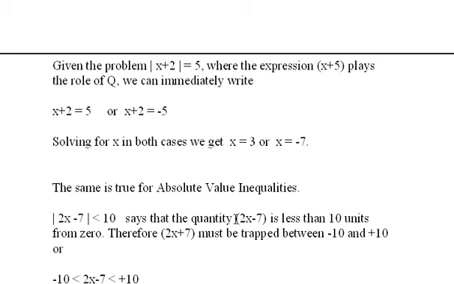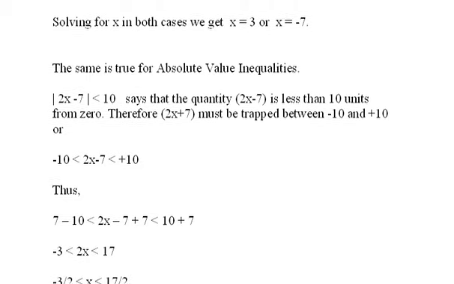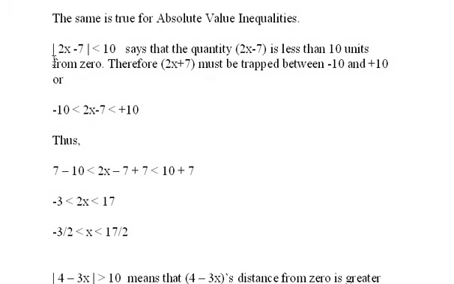The same is true for absolute value inequalities here. Let's move this up a little bit, okay? The absolute value of 2x minus 7 less than 10 says that the quantity 2x minus 7 is less than 10 units from 0. Therefore, this quantity, which plays the role of Q, must be trapped between -10 and +10. So here it is. It's greater than -10, but it's less than +10. And we have one of these sandwich inequalities.